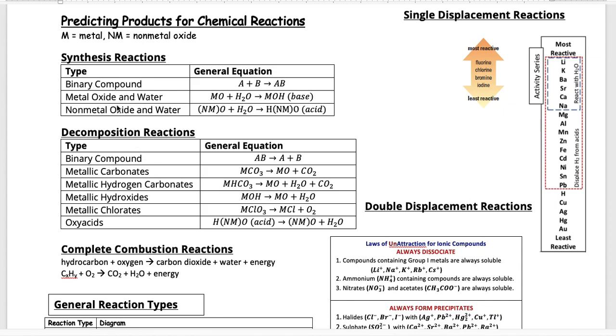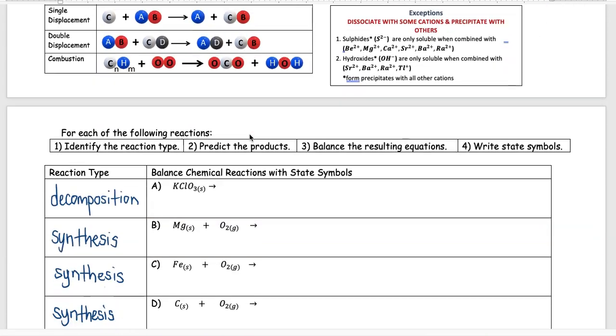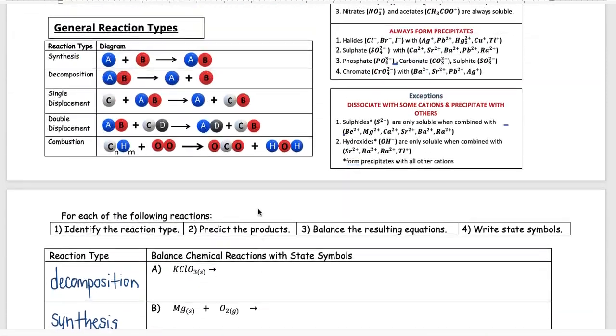So we did have a non-metal oxide, like carbon dioxide, and water. Oh yes, so it's the synthesis reaction. So if you have a carbon dioxide and water, you're going to get an acid, okay? So this is a synthesis reaction, okay?